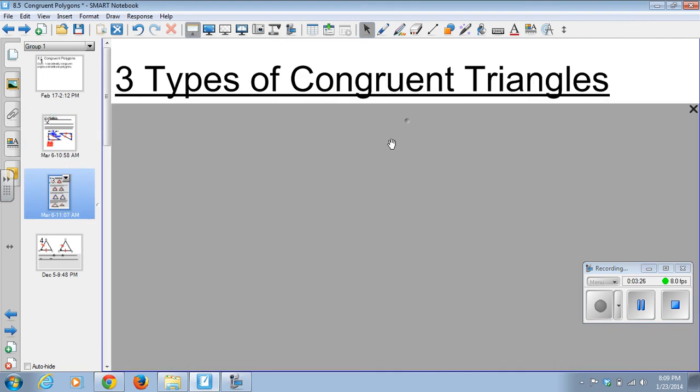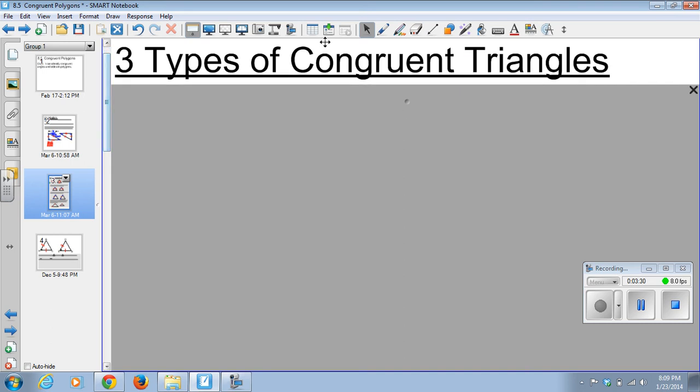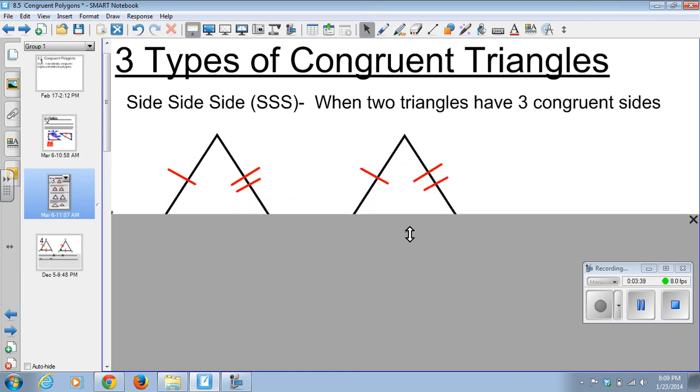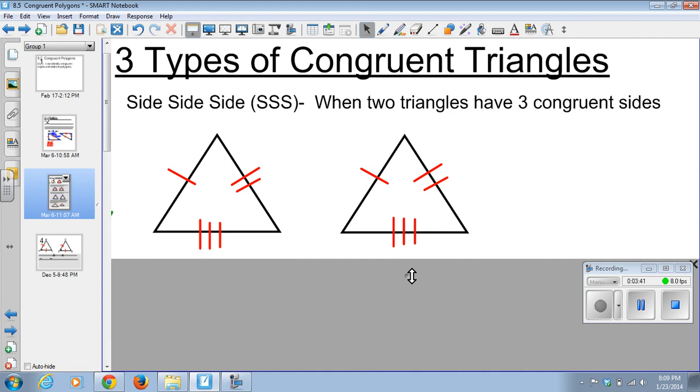We have three types of congruent triangles. The word congruent is very important. You'll see why momentarily. Our first type we call side, side, side, or SSS. This is when we have two triangles with three congruent sides. Look for those congruent sides by the tick marks. Congruent, congruent, and congruent. So we're good there. Side, side, side.